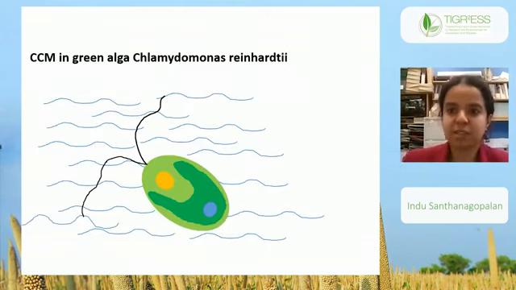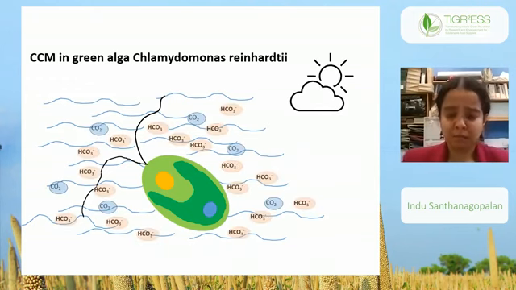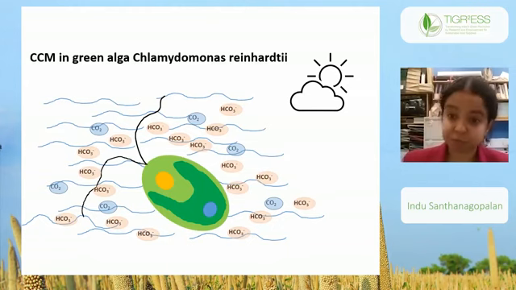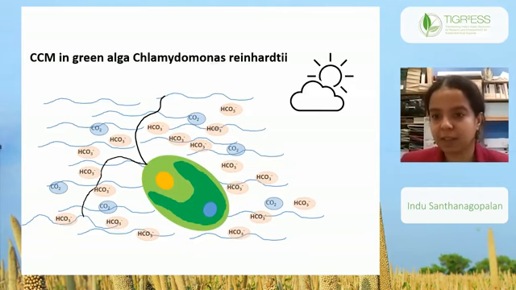So what exactly happens in green alga? The green alga, as I mentioned, is an aquatic microbe. It's unicellular. And in water, the dissolved carbon dioxide exists not just as carbon dioxide, but in ionic forms of bicarbonate and carbonate. And the ratios of the ionic forms as opposed to carbon dioxide depend on physical factors such as temperature and pH.